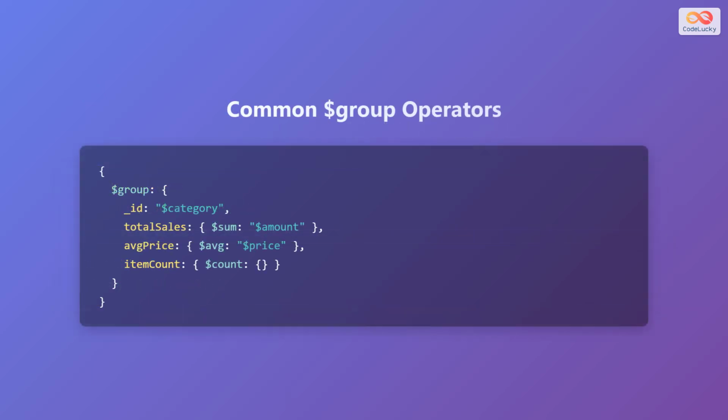Now let's explore some common accumulator operators used with the $group stage. In this example, we're grouping by the category field and calculating the total sales, average price, and item count for each category. Total sales is calculated using the $sum operator on the amount field, which adds up the amount for each item in a particular group. Average price is calculated using the $avg operator on the price field, computing the average price of items within each category. Item count is calculated using the $count operator, providing a count of the number of items in each category. These operators allow you to perform a wide range of calculations and analyses on your grouped data.